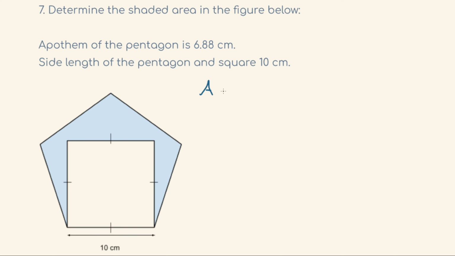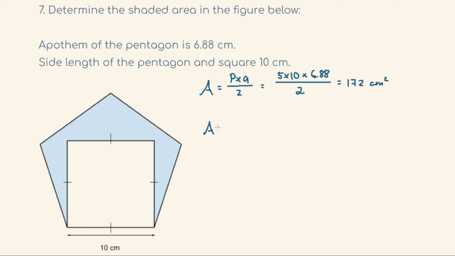To do that, we have to use the formula that we used before, perimeter times apothem divided by 2. So let's just do it all in one step here. The perimeter is equal to 5 times 10, times the apothem, which is going to be 6.88, and then we're going to divide that by 2. And that comes out to 172 centimeters squared. So that's the area of that pentagon.